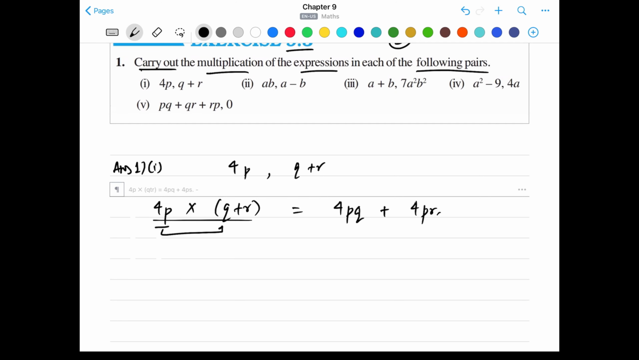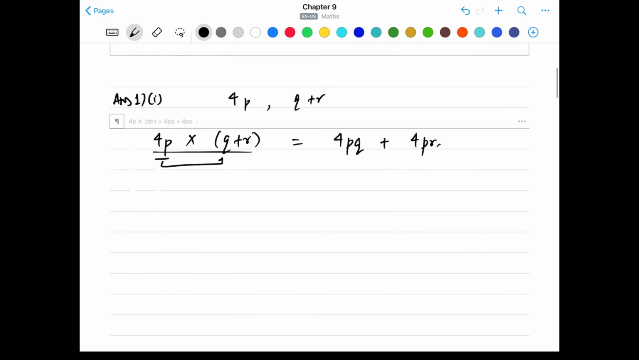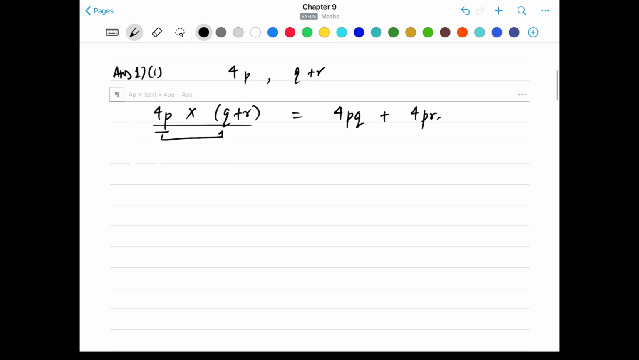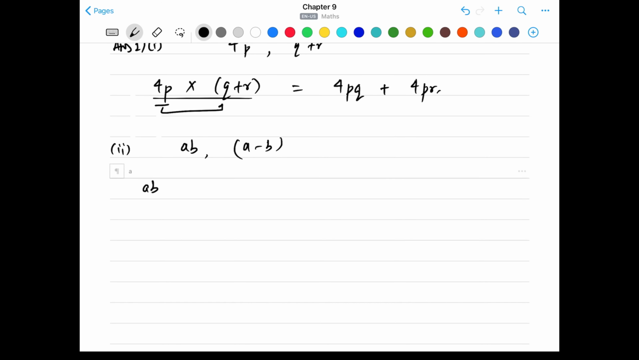Okay, in a similar way we're going to do the other one. So the next one is ab, and we have to multiply this by a minus b. So let's first write them in the multiplication form, that is ab multiplied by a minus b. Okay, so the method is the same.